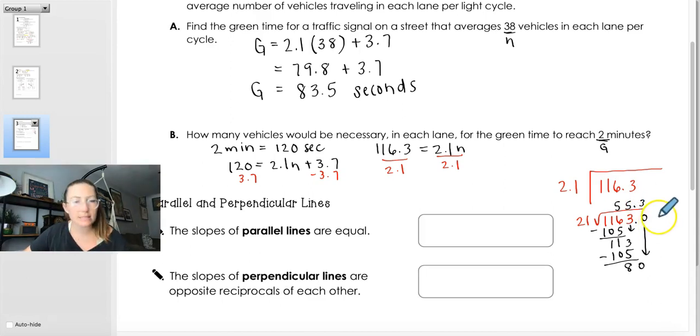And I don't really need to go past this because we're talking about vehicles, right? I can't have 55.3 vehicles. So would we round up or would we round down? That's the main question. Well, if I did 55, that wouldn't be enough vehicles to hit that 120. And it says we want it to be at least 2 minutes, that light time, at least 2 minutes. So we need to actually round this one up. If I round up this 55.3, we're going to get about 56 vehicles.